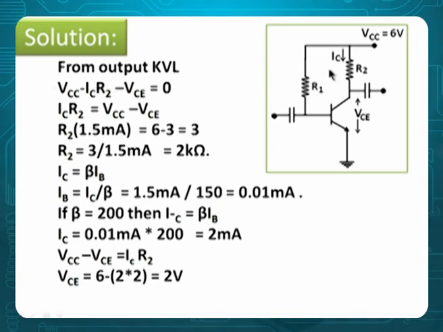What will happen? So VCC, IC, you can take common, and VC, from there you estimate R2 value 2 kilo, and IC is beta times IB, therefore IB is 1.5 by 150 because beta is that much. If beta is 200, now IC will become increased, then VCE will become 2. So therefore, the option is 2 milliamperes and 2 volts. That's what you are going to get. Option is A.